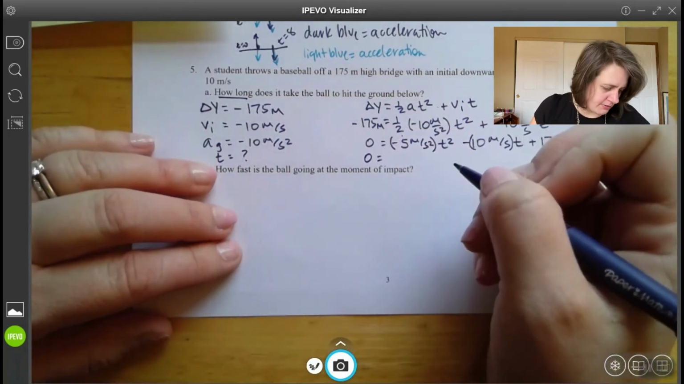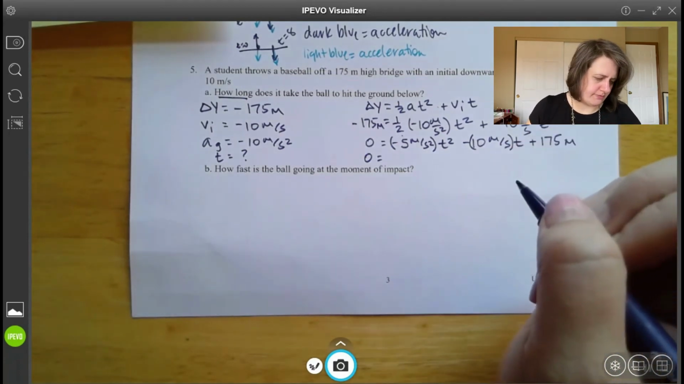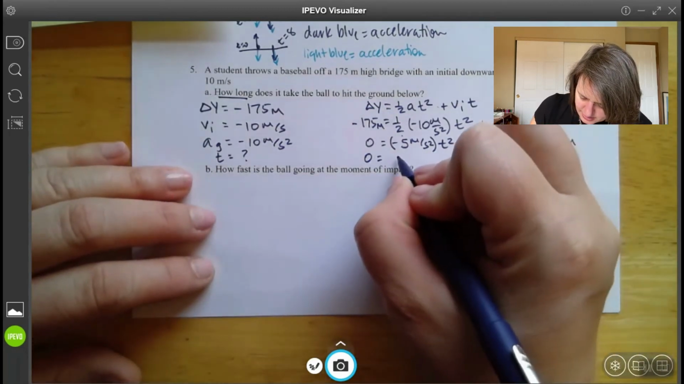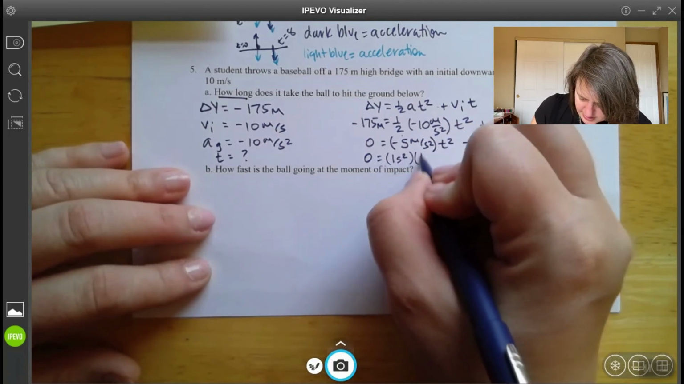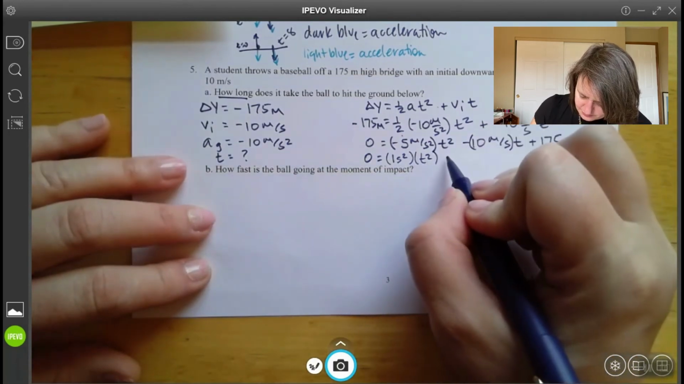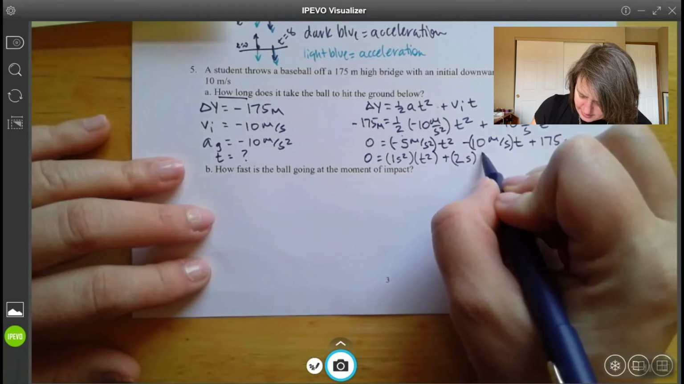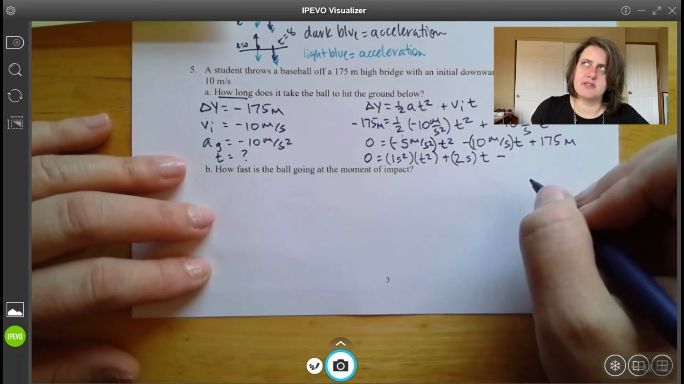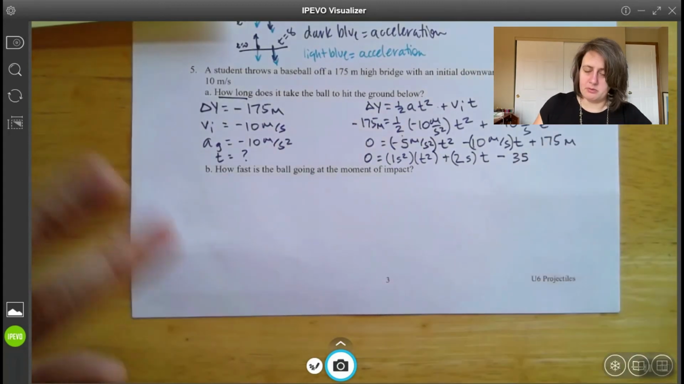So 0 equals 1 second squared times time squared plus 2 seconds times time minus 175 divided by 5. Let's see, it should be, I think 35. Yeah, minus 35 with no units.